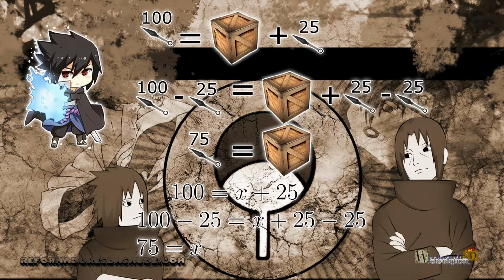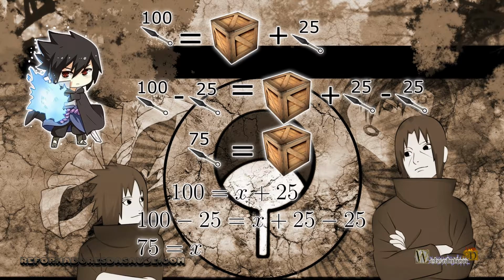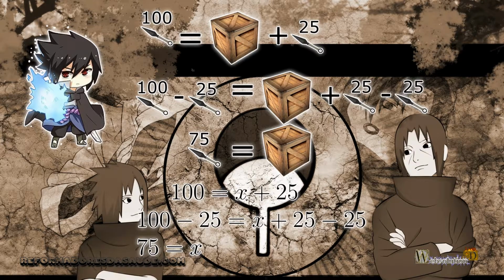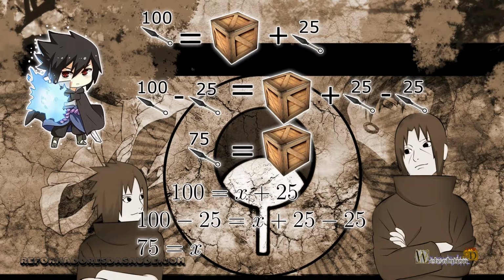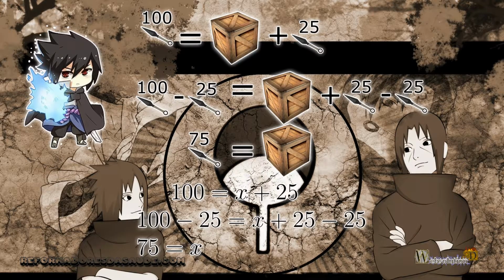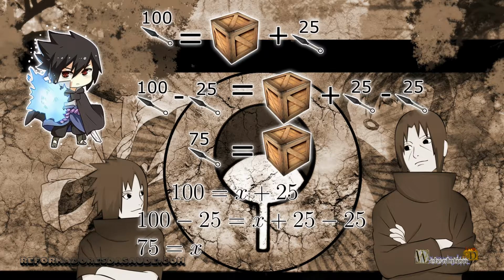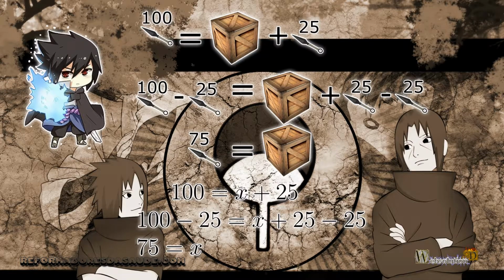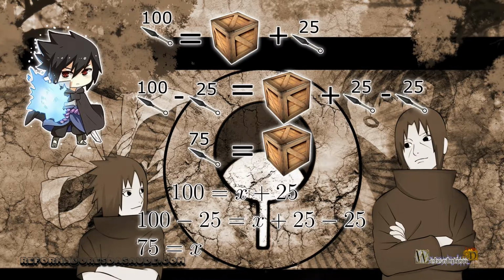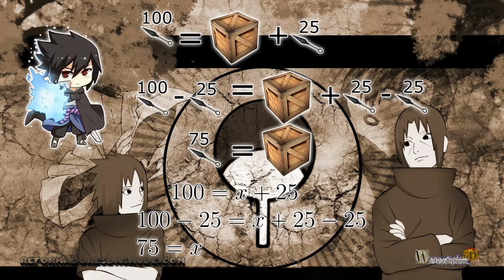But let's do it mathematically. I see the box and 25 kunai, and I know there are 100 kunai in total. If I take these 25 kunai out, I end up knowing how many kunai there are. So if I take the total, I have to take what is left. So we have the box, plus 25 kunai, equal to 100 kunai. Minus 25, which gives us the value that the box has: 75 kunai.